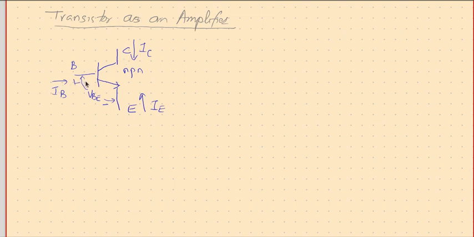By convention, all currents are flowing inwards. So the current flowing into the base, let us call it IB. The current flowing into the collector, let us call it IC. The current flowing into the emitter, let us call it IE. Done.